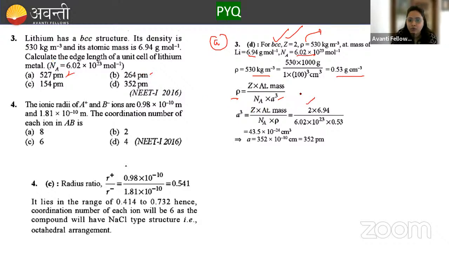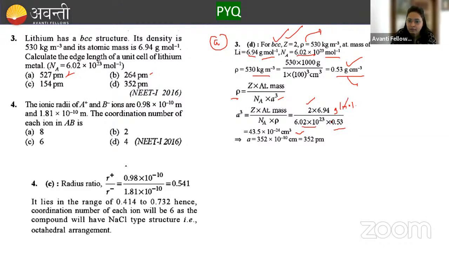Z की वैल्यू 2 पुट कर दी. एटॉमिक मास मेरे पास दिया हुआ है ग्राम पर मोल में, इसलिए मैंने डेंसिटी को भी ग्राम पर सेंटीमीटर क्यूब में कन्वर्ट कर लिया है. ग्राम पर मोल यहाँ पे आ जाएगा हमारा एटॉमिक मास. Na, that is Avogadro's number, multiplied by the density given, that I have converted into gram per centimeter cube. So here gram gram cancel हो जाएगा, only centimeter cube will remain.